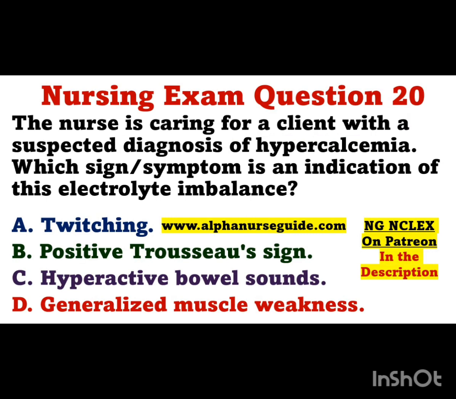The nurse is caring for a client with a suspected diagnosis of hypercalcemia. Which sign/symptom is an indication of this electrolyte imbalance? A. Twitching. B. Positive Trousseau's sign. C. Hyperactive bowel sounds. D. Generalized muscle weakness.